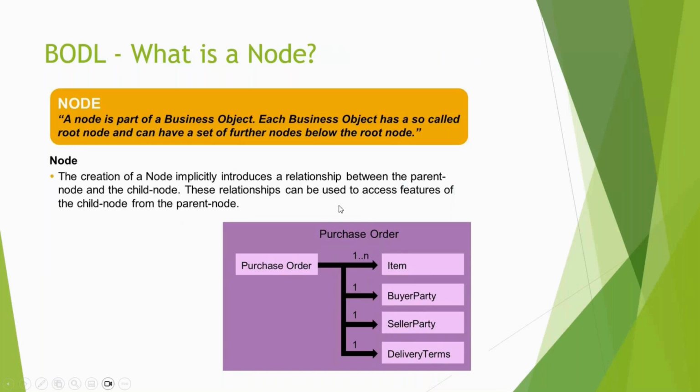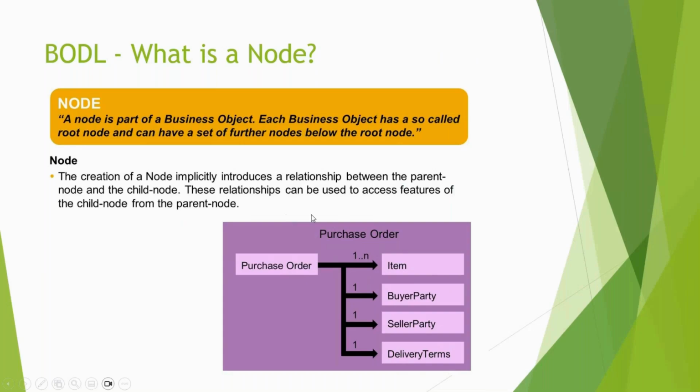It's not like item 1 to n. If we are defining the cardinality as 1 to n, we need to have at least one item. If it is 0 to n, it's not mandatory to define an item, and just the purchase order would be enough.